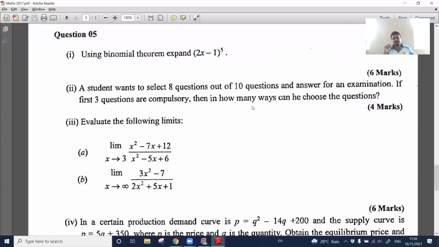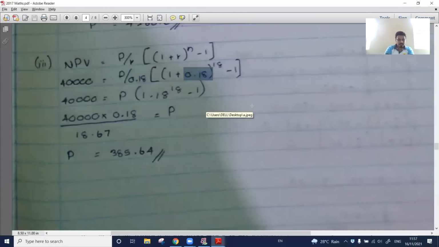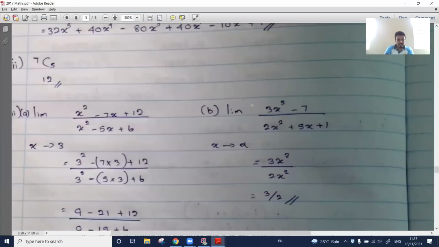There are only 7 questions. So out of the remaining 7, he needs to select 5. So the answer should be what? 7C5. 21 ways are there.